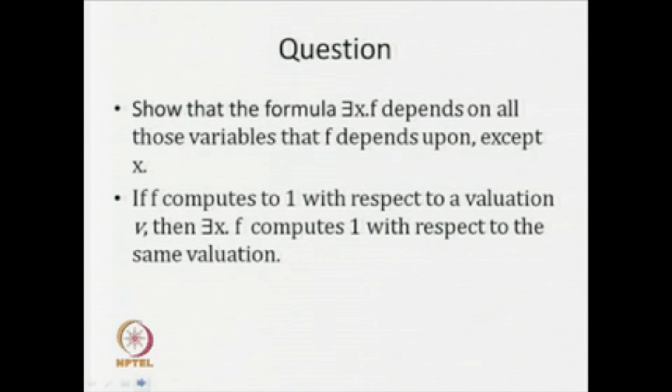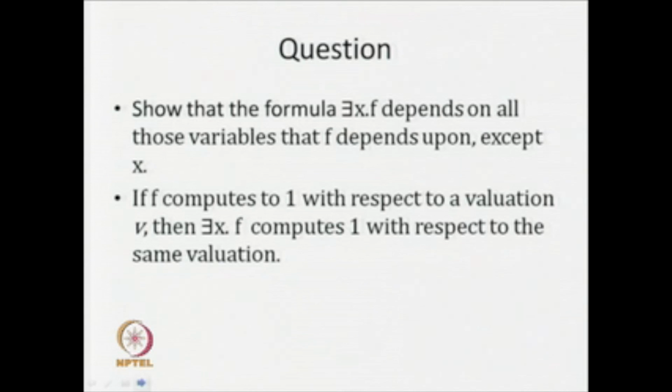Now, just have a quick look at these problems or questions. The first one says that the formula there exists x f depends on all those variables that f depends upon except x. So, we have a function f, it depends on some variables, say x 1 to x n, or say some variables x, y, z, like that. Now, there exists x f.